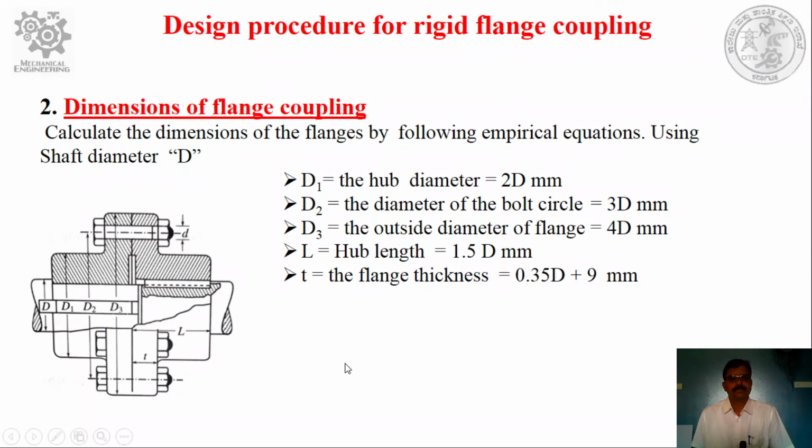T is equal to the flange thickness, that is equal to 0.35 times the diameter of the shaft plus 9 millimeter. The number of bolts is equal to 0.02 d plus 3.